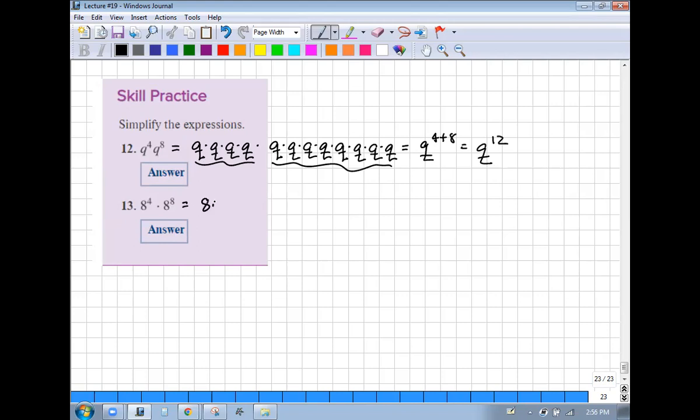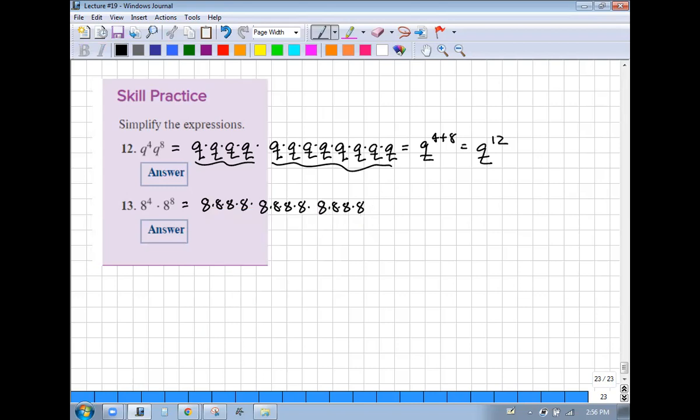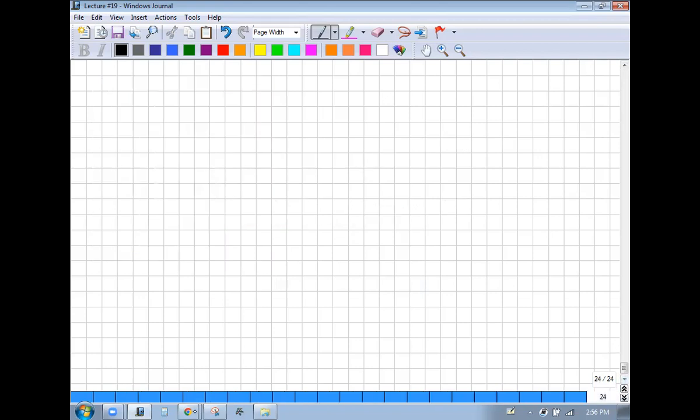8 to the fourth times 8 to the eighth. How many 8s do we have total? We have 4 here, and then we have 8 there, all right? So we have 4 plus 8, or 12. We can just add the exponents because we have a like base.